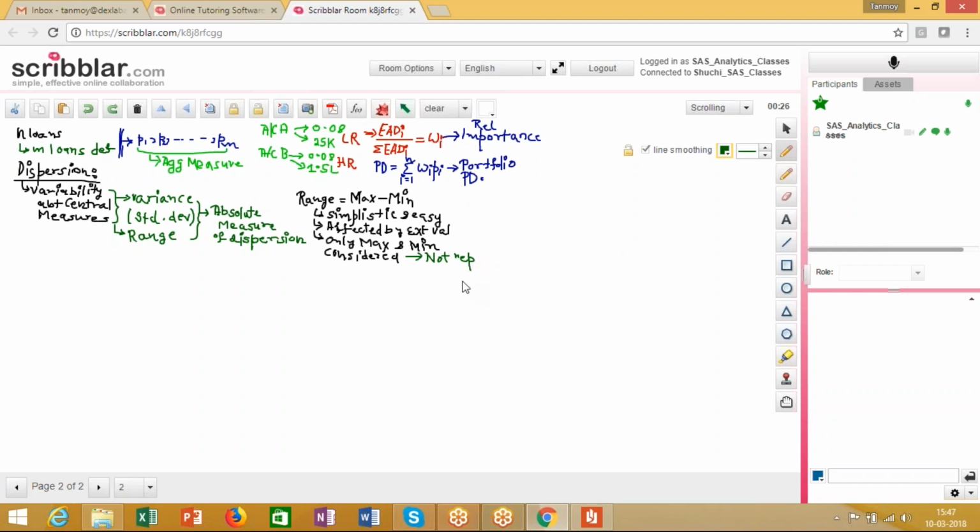Not a very representative value, right? Now, once we have discussed this, the next part that we move on to is the measures of dispersion, and from there, we move on to talk about standard deviation.